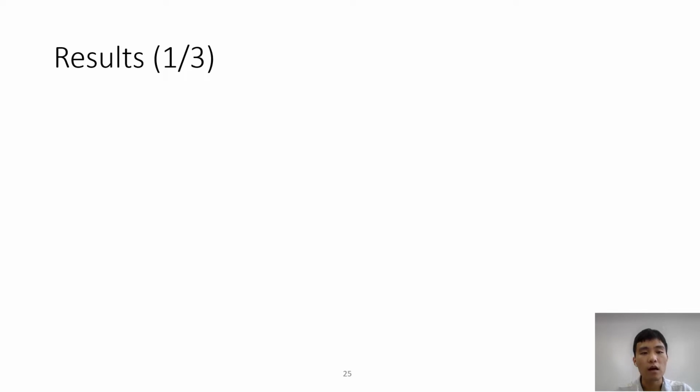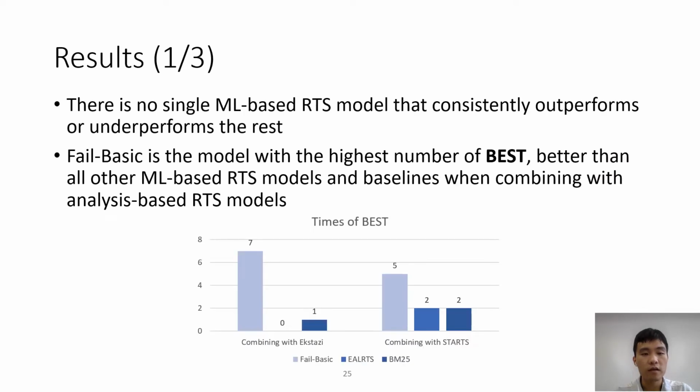Next, I will present the results and findings. In the bar plot, we show the number of times among 10 projects that Fail-Basic, EAL RTS, and the BM25 model has the lowest best safe selection rate, namely performs the best among all the baselines, while combining with Ecstasy or Starts. We find that no single model consistently outperformed the rest among all 10 projects. The best model, Fail-Basic, outperforms other baselines on 7 projects when combining with Ecstasy. In most projects, the Fail-Basic model outperformed the BM25 model and the EAL RTS model.